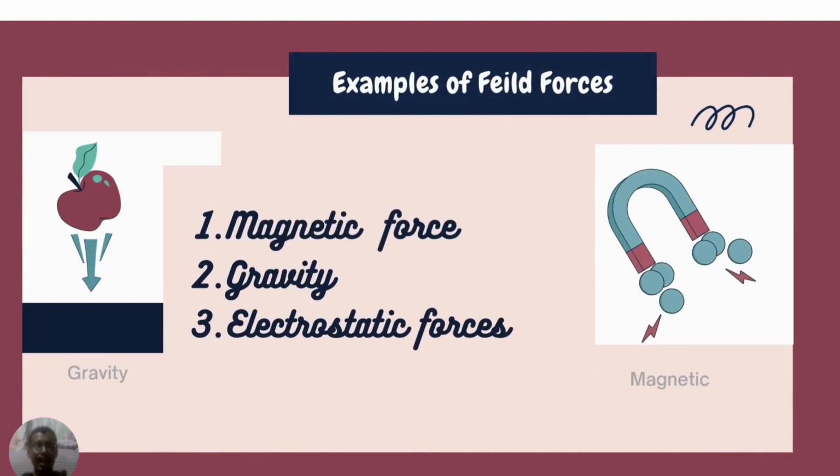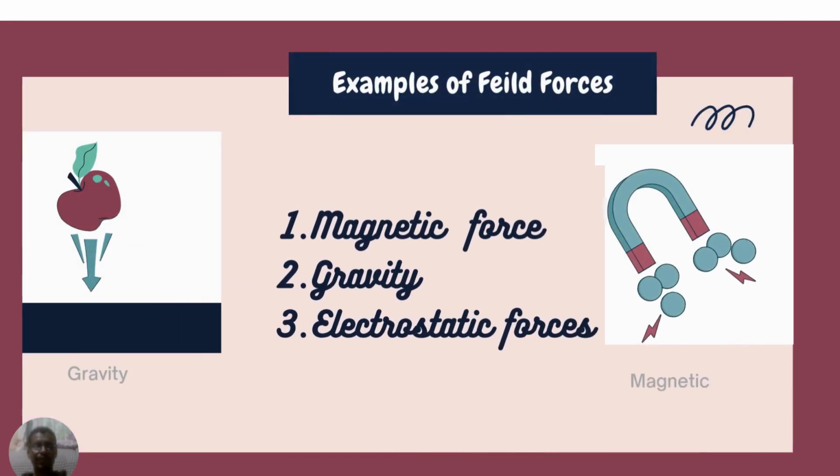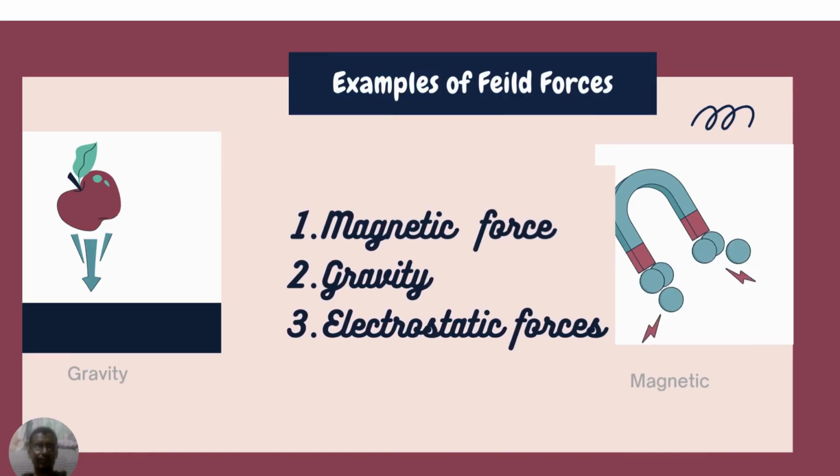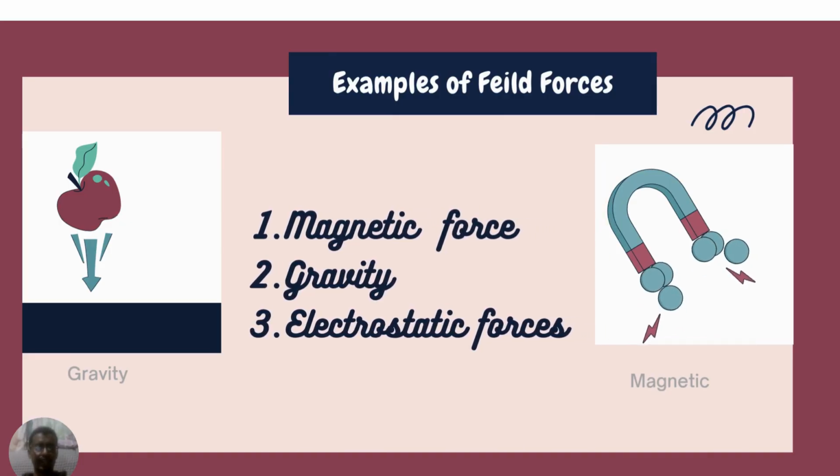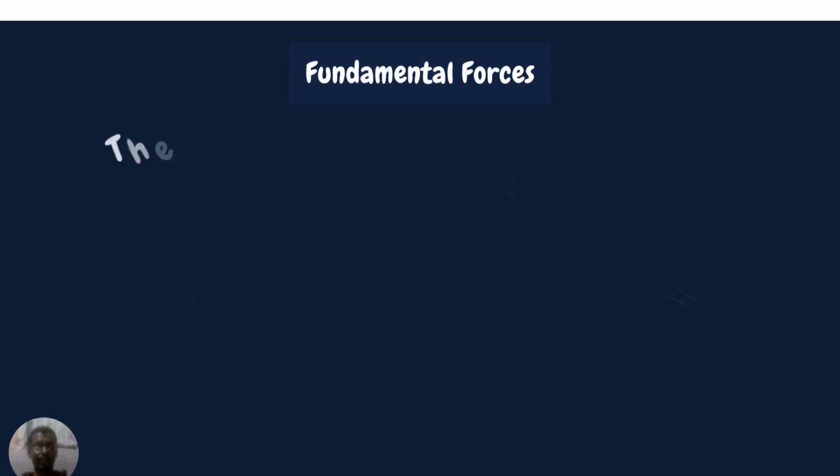Other examples of field or non-contact forces are the force between two magnets. Magnets can act over a distance, and we can feel two magnets attracting or repelling each other over a distance. Gravity and electrostatic force are also examples of field or non-contact forces.